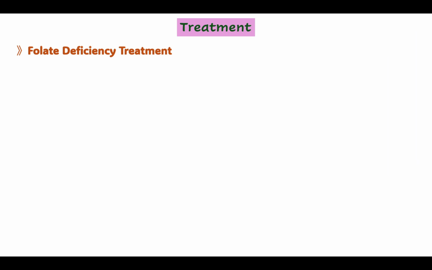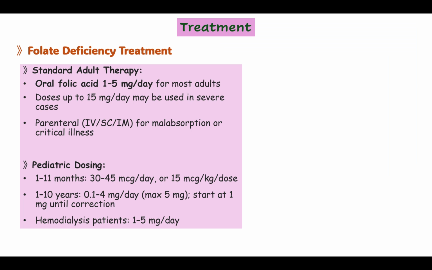We now come to treatment. For standard adult therapy, the recommendation is oral folic acid at 1 to 5 milligrams per day for most adults. In severe cases, doses may be increased up to 15 milligrams per day. For patients with malabsorption and critical illness, parenteral therapy, whether intravenous, subcutaneous, or intramuscular, may be required.